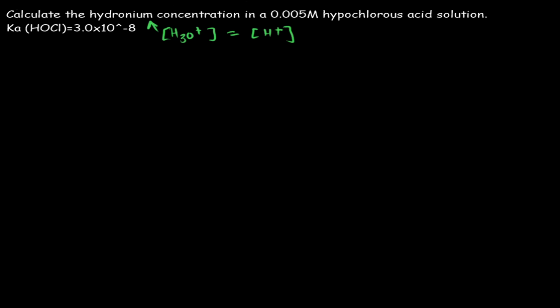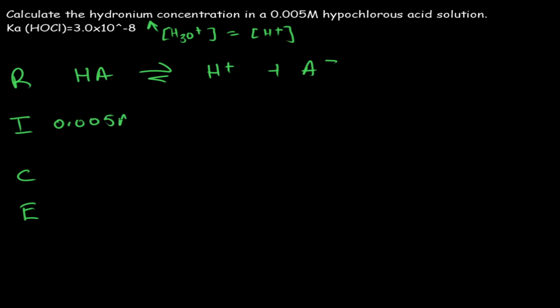So we're going to start with a RICE table as usual, RICE. So for our reaction, we're going to still stick with our generic reaction, HA, and that's going to create H plus and A minus. Our initial concentration was 0.005 molar. We had 0 protons and 0 A minus in our solution. Then our change would be minus X, our gain would be plus X on the product side. So our equilibrium concentration is 0.005 molar minus X, X, and X.